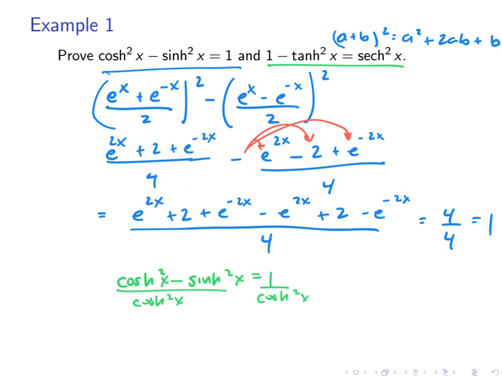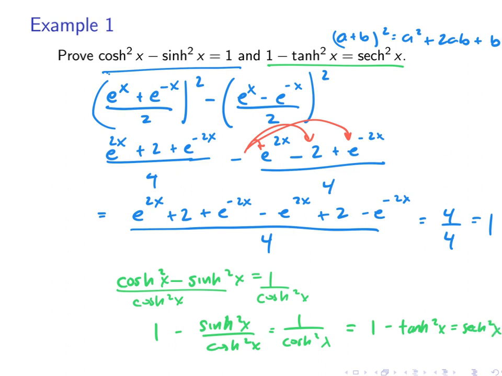And what you get is the first term over here, right? When you do this, you get cosh squared over cosh squared, which is 1. And then I get minus sinh squared over cosh squared x equals 1 over cosh squared x. And then, of course, this is just tanh squared, and that's hyperbolic secant squared, right? So you just get 1 minus tanh squared x equals hyperbolic secant squared x.